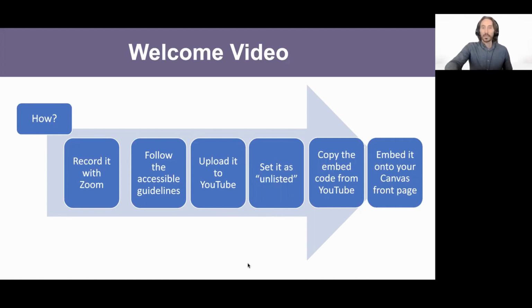Then you can upload it to YouTube and set it as unlisted. So what that means is you can create a free YouTube account, by the way, if you have a Gmail account. It won't cost you any money. You will simply upload the Zoom recording to YouTube, set it as unlisted, and then you can copy the embed code from it. And there's an option in Canvas to embed something. So you will just paste that embed code in, and then the size of the image will adjust well.